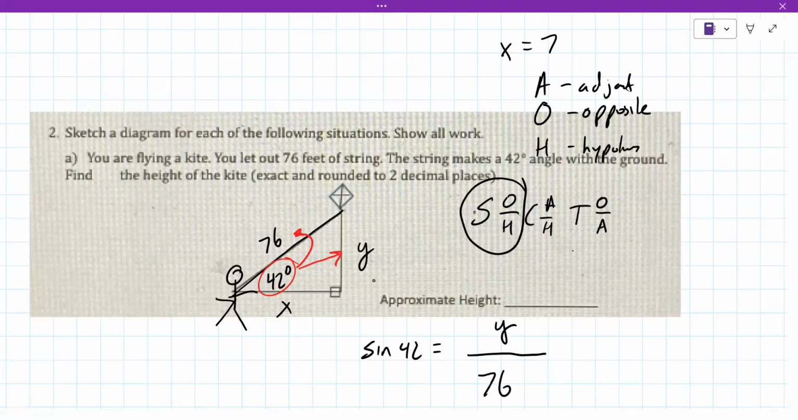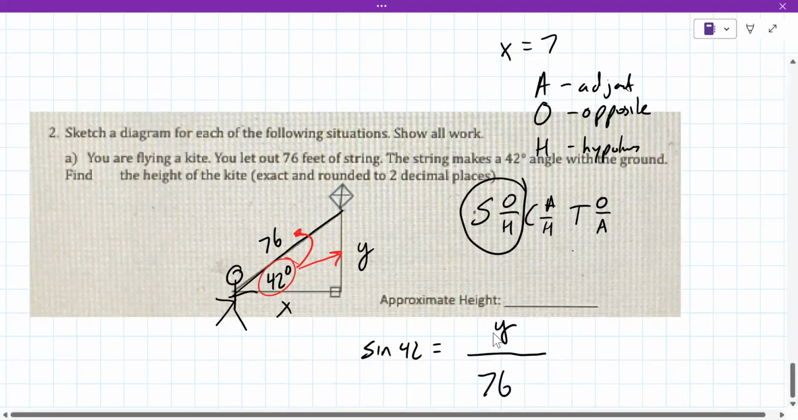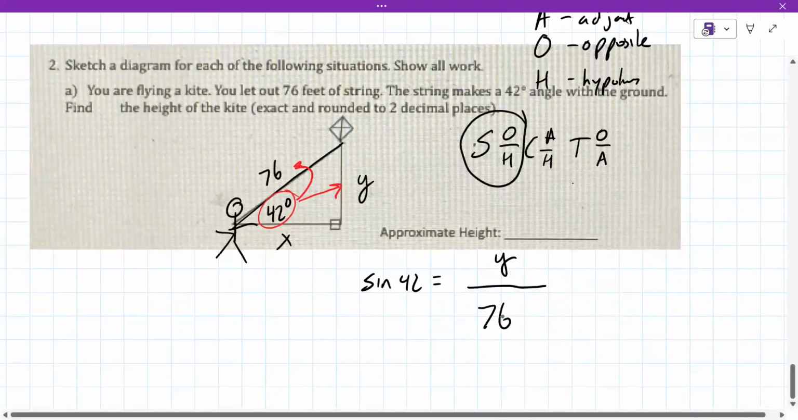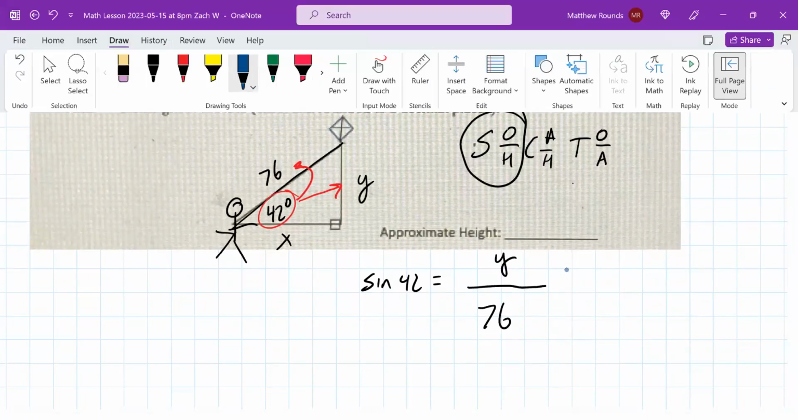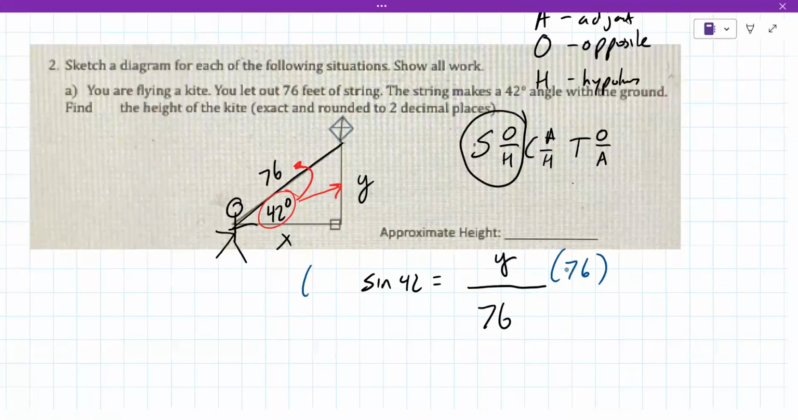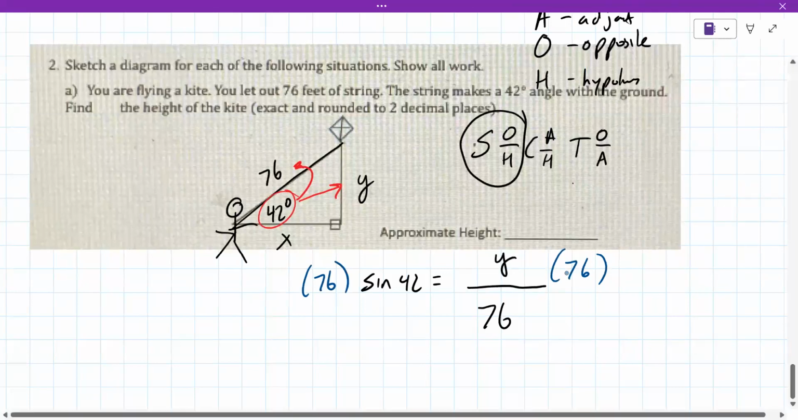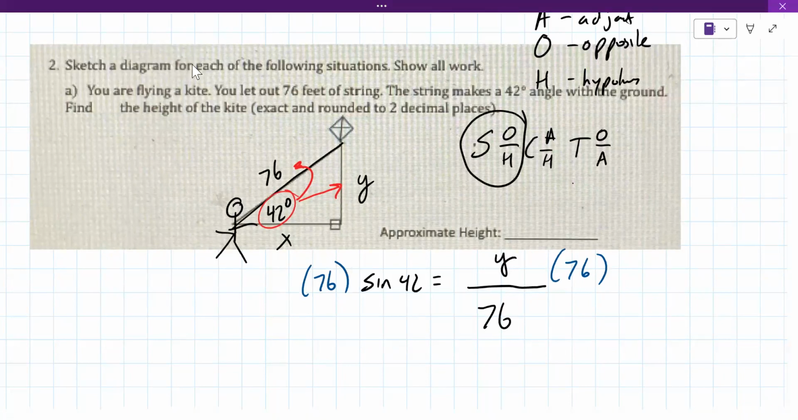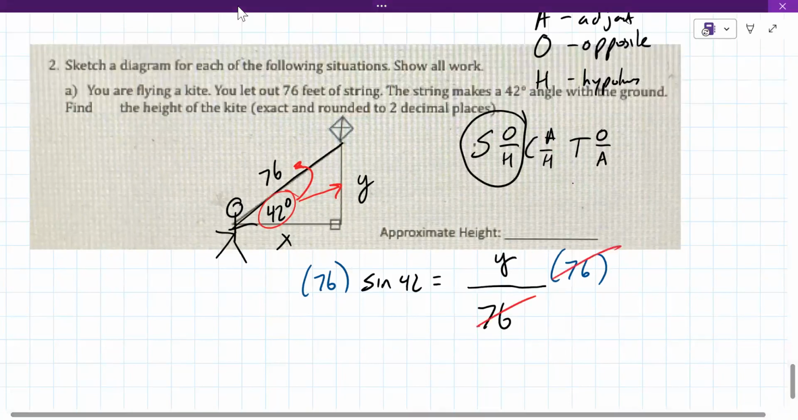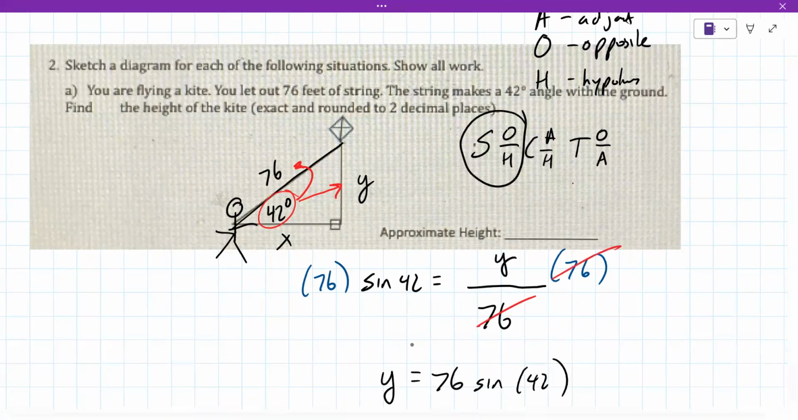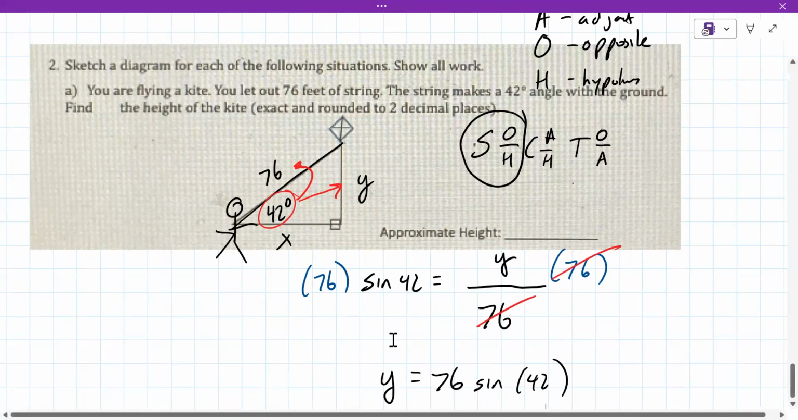And then I don't really know what we actually do with that. After you're solving for y, you have to undo division by 76. You undo division with multiplication, right? So we multiply both sides by 76, and in this case those cancel, and you're left with y equals 76 sine 42.